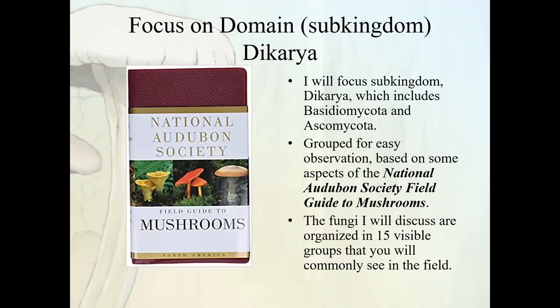So again, I want to focus on the mushrooms that you will go and see outside in your backyard or on a tree or, you know, the next foray. They're grouped for easy observation based on some aspects of the National Audubon Society Field Guide to Mushrooms. The only drawback is that all the names are common names. That's the one thing I don't like about this guidebook, but you could also get the Gulf Coast mushrooms, which covers most of the Southeast, and some of the mushrooms in North Texas are there. And that one uses scientific language to look up.